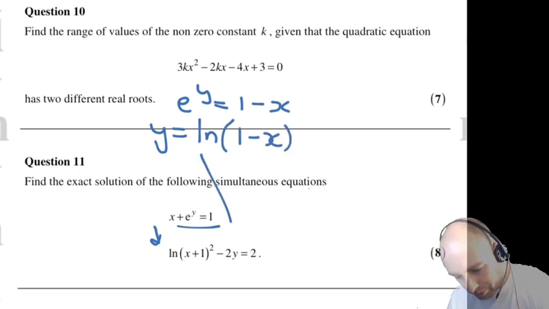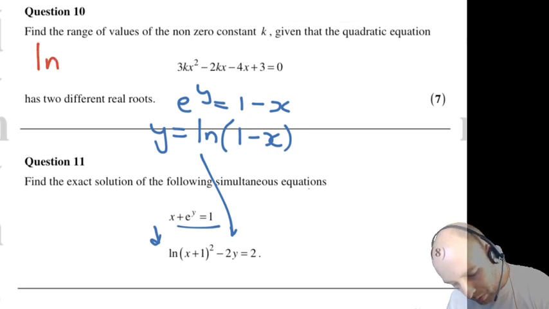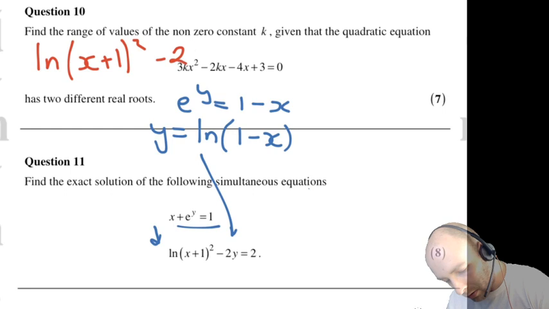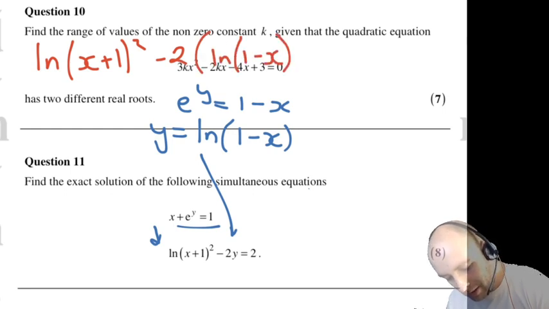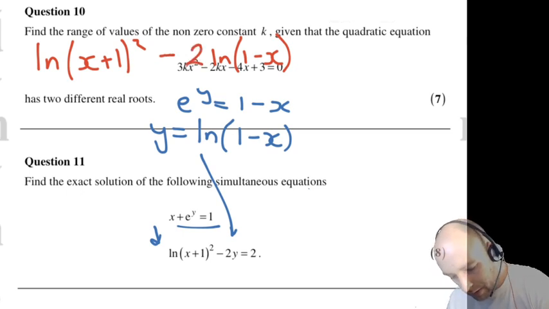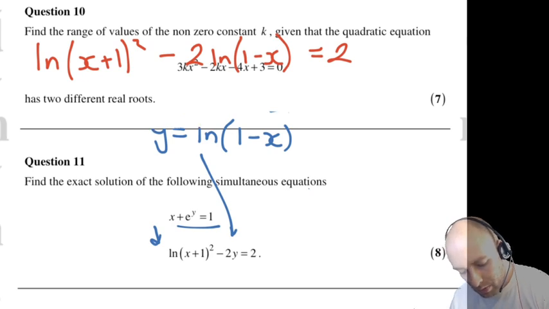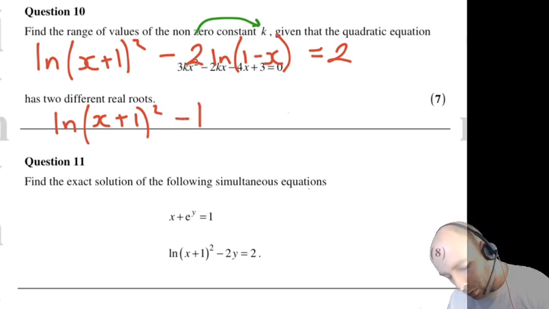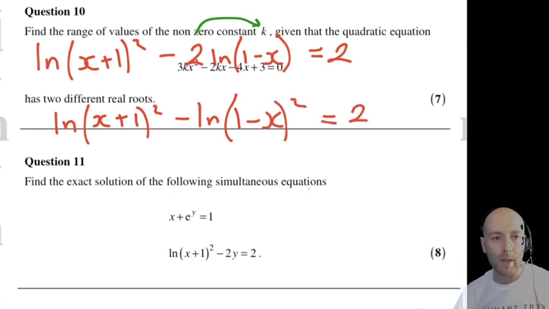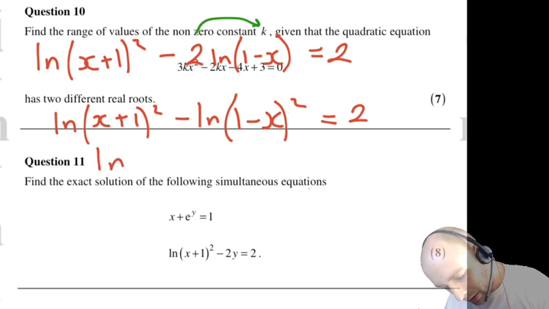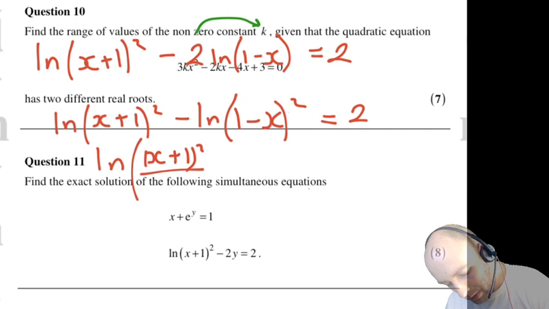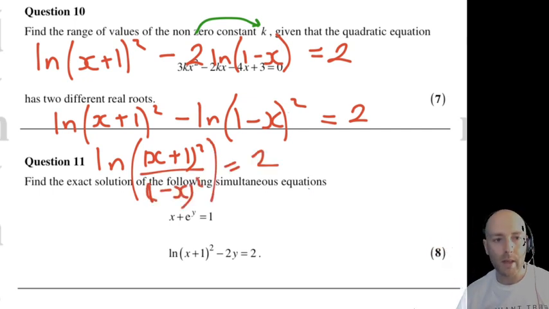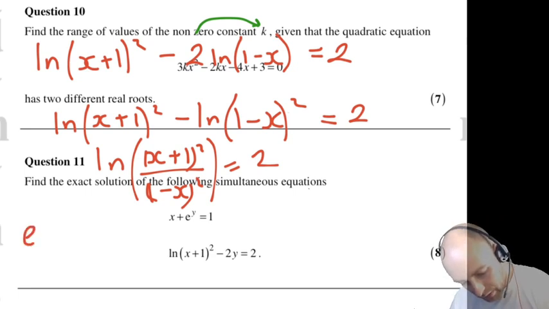And we're going to put that in there. So we get (ln x plus 1) squared minus 2 lots of the thing we found, ln of 1 minus x, 2 ln(1 minus x) equals 2. So we can use the power rule to bring the 2 up. So we'll get ln (x plus 1) squared minus ln (1 minus x) squared equals 2. I could use the division rule now to get ln of (x plus 1) squared over (1 minus x) squared equals 2. e both sides, so we get e to the 2 is (x plus 1) squared over (1 minus x) squared.